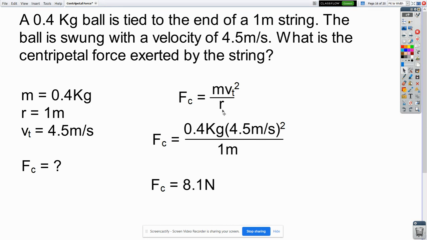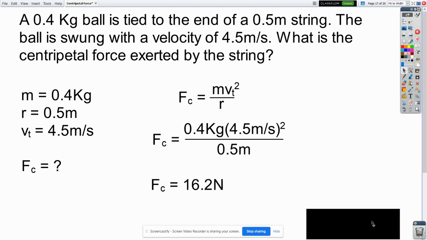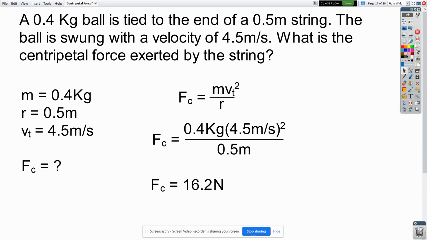Again, the relationship is inversely proportional. I started off with 8.1. If it's a true inversely proportional relationship, that centripetal force should double. Cutting my radius in half should double my centripetal force. And when you do the math, that is indeed what happens. We end up with 16.2 newtons. Went from 8.1 to 16.2. Cutting the radius in half doubled the centripetal force. And again, that's how these equations are derived. You look at the relationships and you take those relationships and you stick them into an equation. Directly proportional relationships go in numerators, inversely proportional relationships go in denominators.